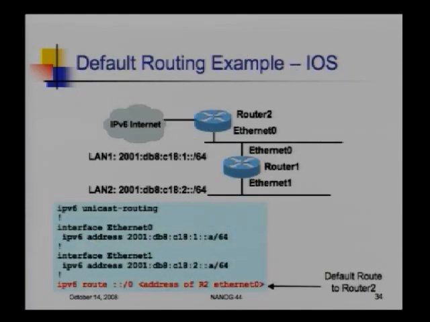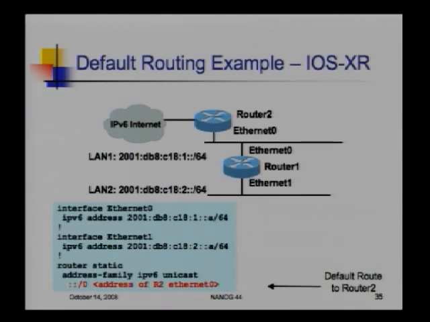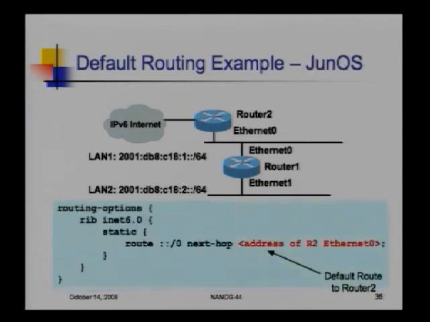Default routing, this is about the only thing in v6 that's shorter than in v4. The default route in v6 is just ::/0, so fewer characters than 0.0.0.0. So configuring a static default in v6 is pretty much saying ipv6 route ::/0, and then the next hop destination. Doing it in XR, again, we've got the address family, go into router static, the address family ipv6 unicast, and then the default route specifying the next hop as well. And the Junos configuration, similar idea. We go into the inet6 rib, set up the static route, default, and the next hop, basically the address of the R2 Ethernet in this example.